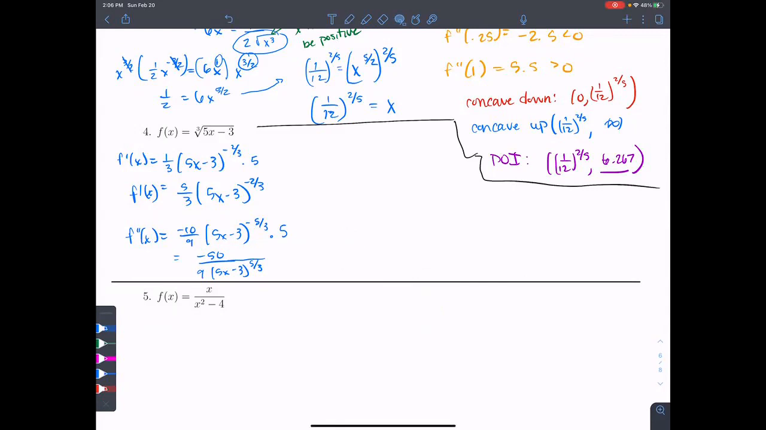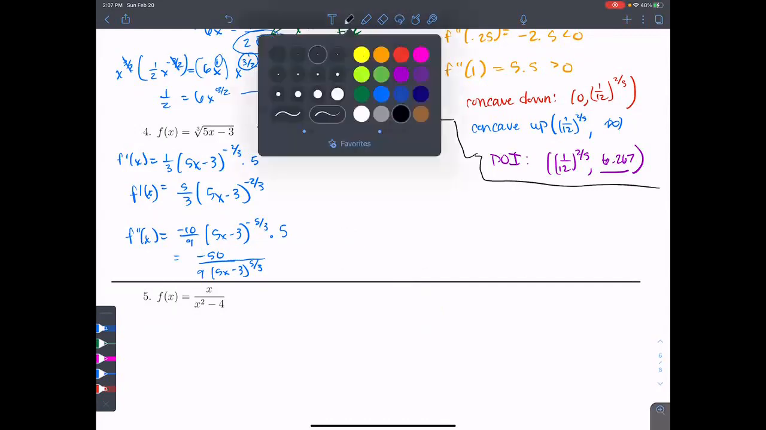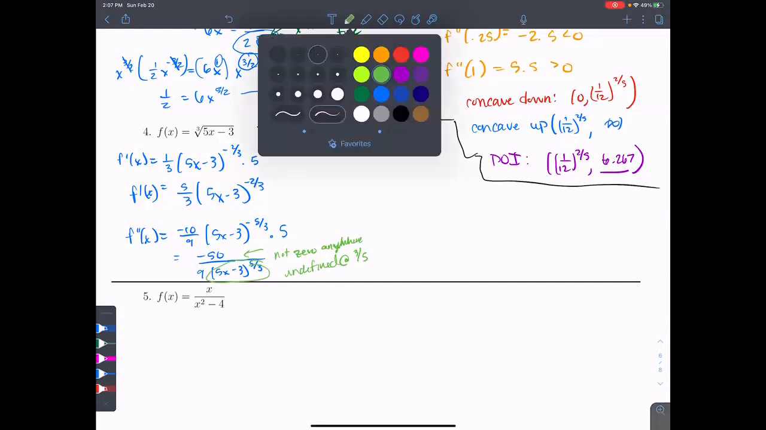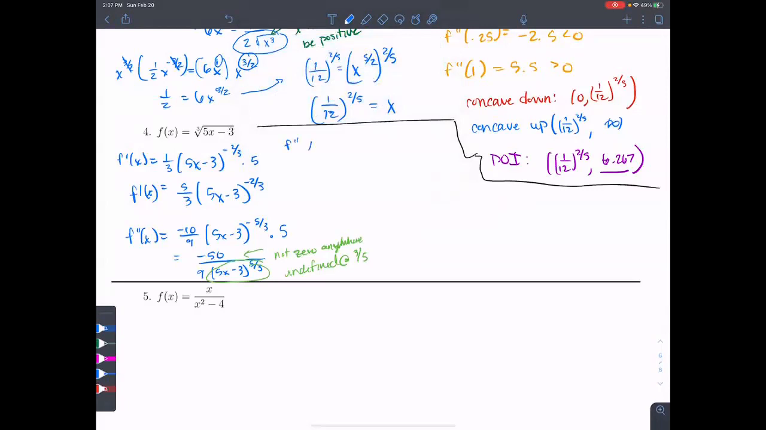So then for the zeros, in this case it doesn't have any, because the top is not zeros. The top has no x's in it, so it can't be 0. But it is undefined at 3/5. That would be the 0 of this guy. What would make that 0? So we're going to use that in our f double prime number line. 3/5.